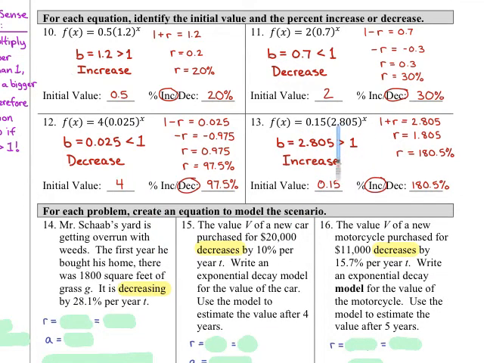So number 13, on the other side of the coin, we have a very large number. It's very far away from 1. So when we do 1 plus R, this is a percent increase because this number is greater than 1. So we take 1 plus R equals 2.805. We subtract the 1. And yes, we are going to get a percentage that is greater than 100. But remember, with increases, with growth functions, that is possible. With decay functions, it's not possible to get a percent that's higher than 100, because that would end up making this a negative number. And remember, B cannot be negative.